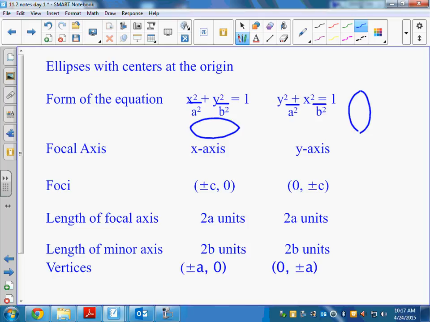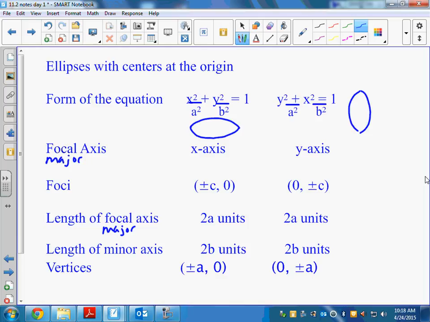The foci are plus or minus c, comma 0, or 0, comma plus or minus c, where c is a value we'll talk about in a minute, depending on which way it's going. The major axis is where the foci are located. So if it's going horizontally, then the foci are plus or minus c, 0. If it's going vertically, then it's 0, plus or minus c. The length of the focal axis, which is the length of the major axis, the longer axis, is always 2a units. And the length of the minor axis is 2b units.